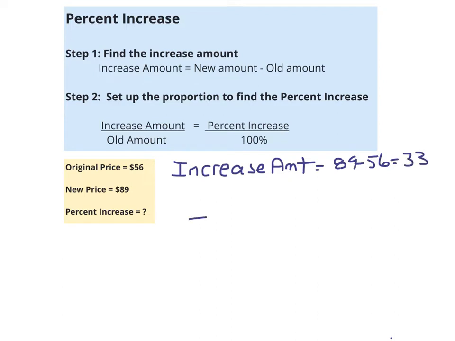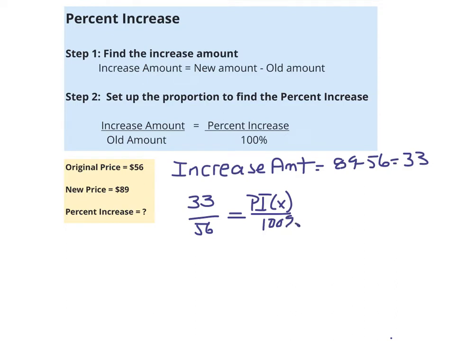Now step 2, we set up our proportion. That 33 is my increase amount. I'm going to divide it by the old amount, which is 56. We're looking for the percent increase, that's our unknown, over 100%.